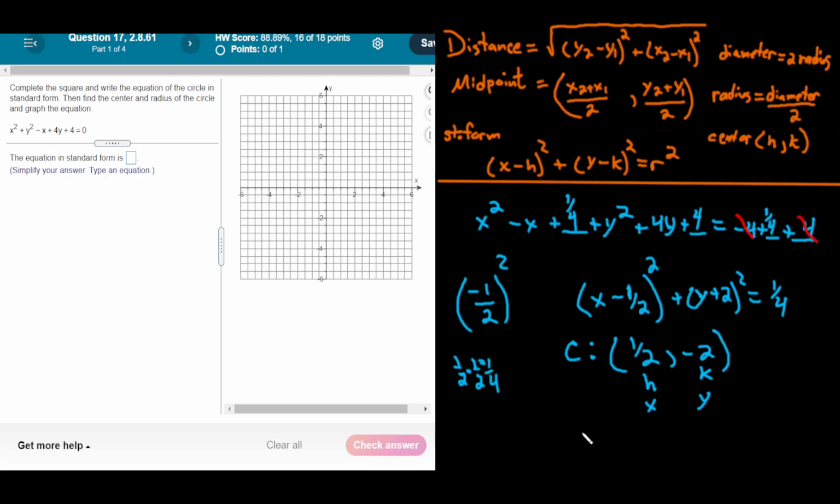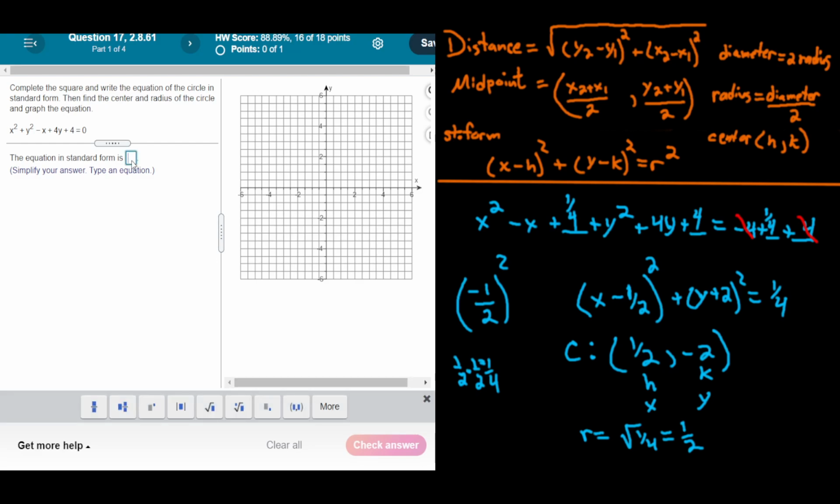Okay, your radius. Your radius is going to be the square root of that right-hand side, which you know is the square root of 1/4. All you do is take the square root of the top and bottom. What's the square root of 1? 1. What's the square root of 4? 2. You're done. So I know the fractions are weird, but it can be done.